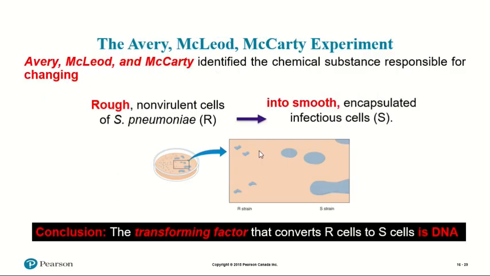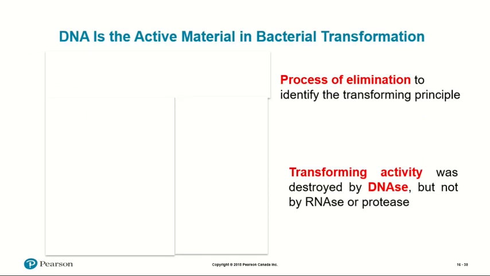So the scientists identified the chemical substance responsible for changing the rough non-virulent cells into the smooth encapsulated infectious cells. I'm just going to tell you again the main conclusion, and then how they came to it. They found that the transformation factor that turned these R cells into smooth cells was the DNA. It was not the RNA, not the proteins, not other molecules, it was mainly the DNA. And to arrive at this conclusion, they did a process of elimination to identify the transformation principle.